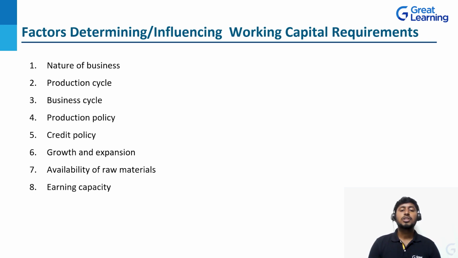Next, production policy. The company's production policy also influences the working capital requirement. What production policies are there? For example, they need to produce this much of goods per day, or whatever the cycle is. Depending on that, they need to decide the working capital requirements. Credit policy. You already know credit policy is nothing but how much credit is allowed by the creditors or our suppliers.